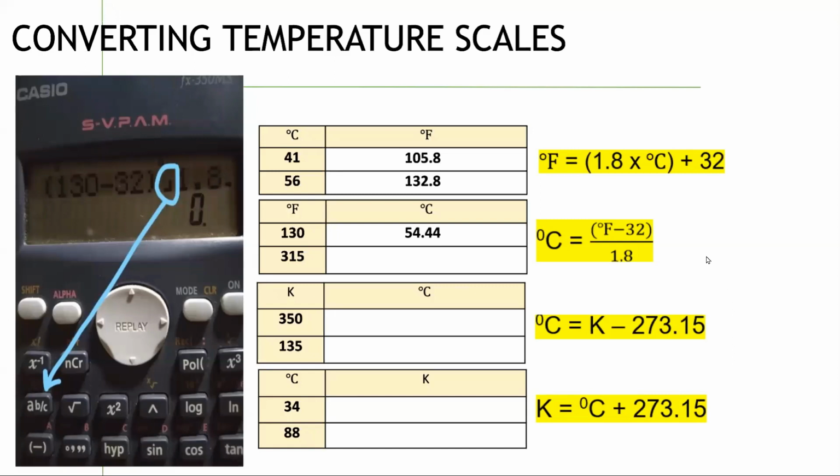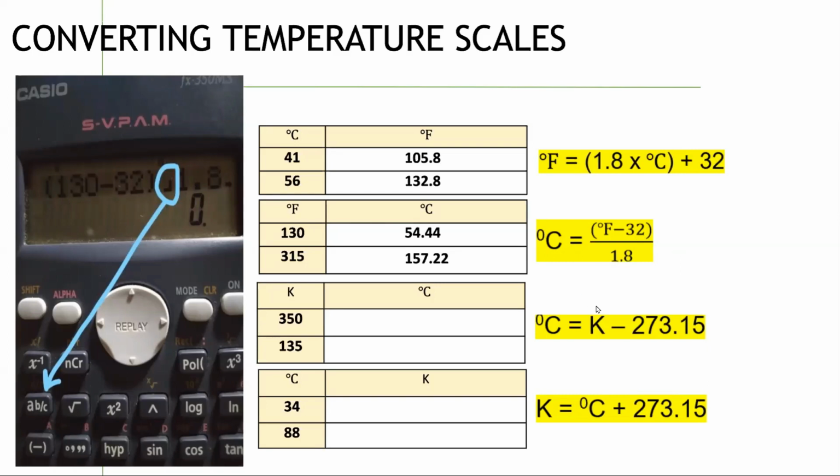157.22. The answer is 157.22. So be careful, you have to put parenthesis. Don't forget that. Anyway, you already know the working equation because it's already there. You can write it and post it on your wall, these formulas.